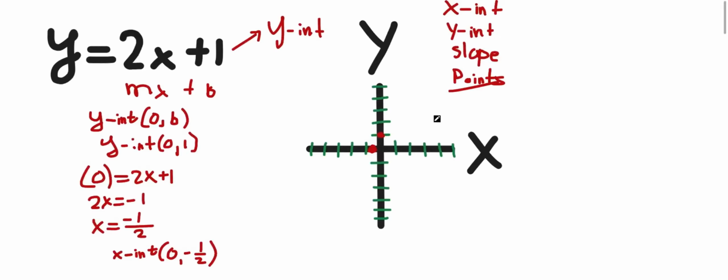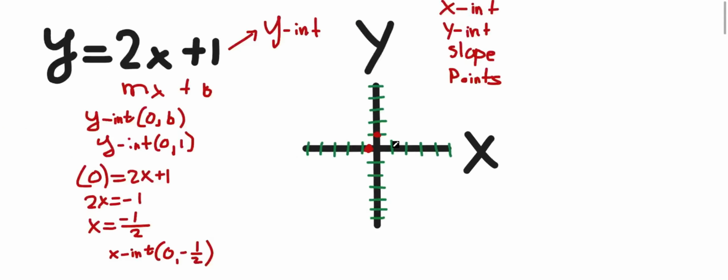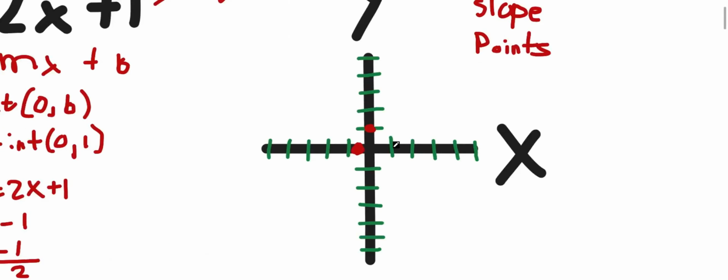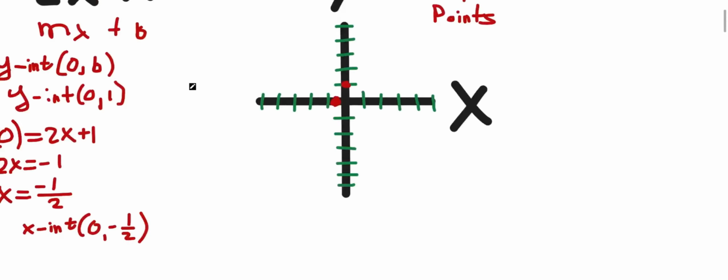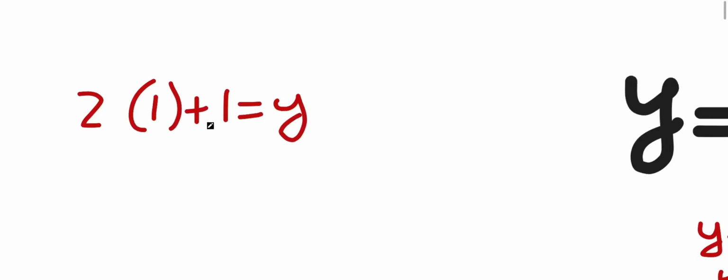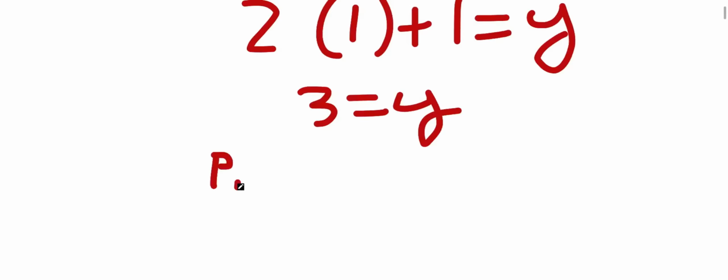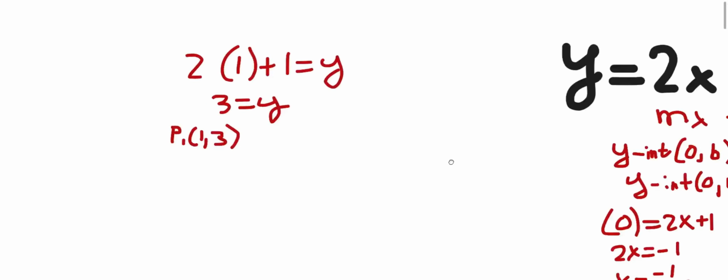In order to get the other points, we would have to set values for x. So I'm going to pick x is equal to 1 and x is equal to -1 as my points. So when x is equal to 1, y would be equal to 2 times 1 plus 1, which is 3. So one of the points on the graph would be 1 and 3.